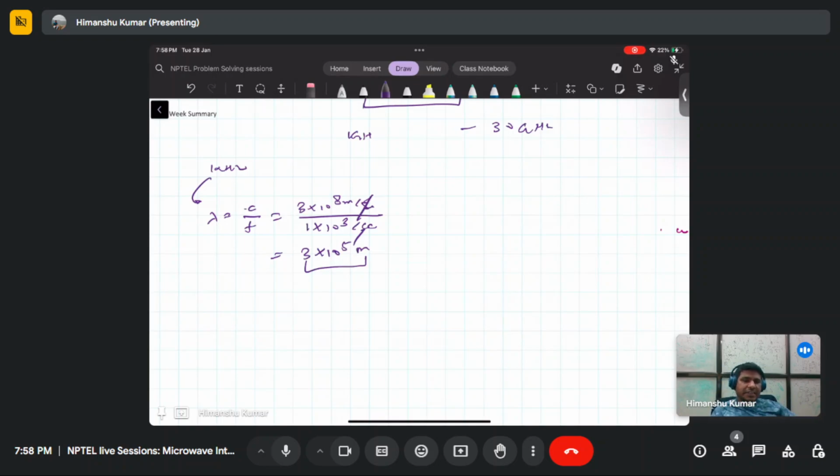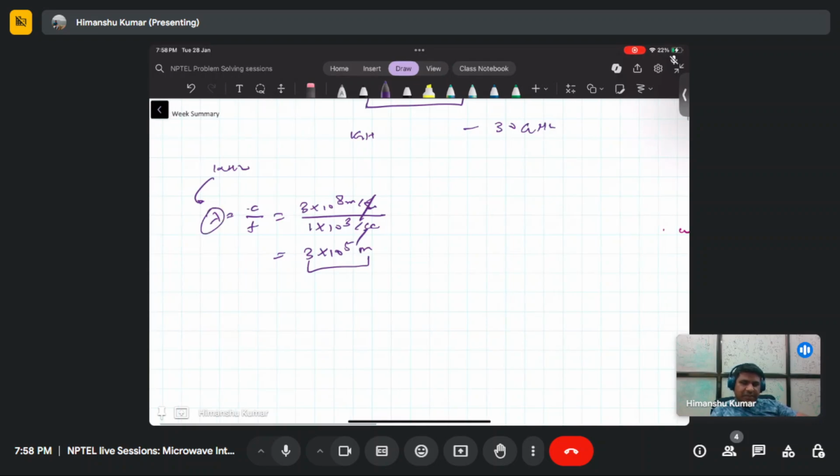Now let's say your circuit has some wires. The wavelength is the distance after which a propagating wave will repeat itself. So when you start from here, the wave will repeat after the lambda distance.